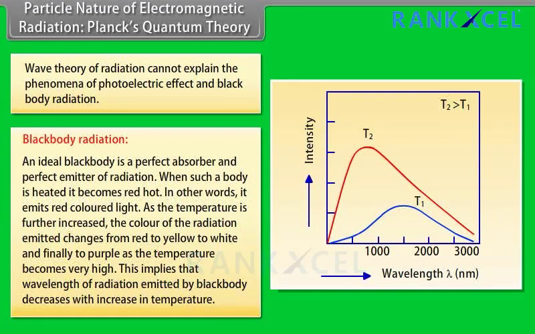Consider the graph from right to left. At a given temperature, the intensity of radiation emitted increases with decrease of wavelength, reaches a maximum value at a given wavelength, and then starts decreasing with further decrease of wavelength.